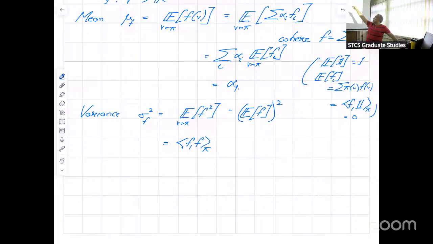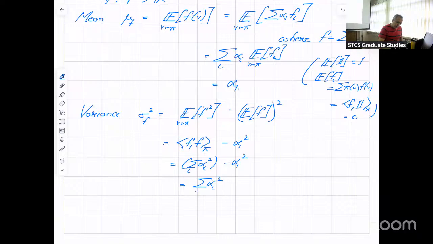The second one is just alpha 1 square. What was this? What is f? Inner product of f with f in the pi norm. If f was equal to summation alpha I fi, this is just summation alpha I square, minus alpha 1 square. So this is just summation alpha I square, I not equal to 1.